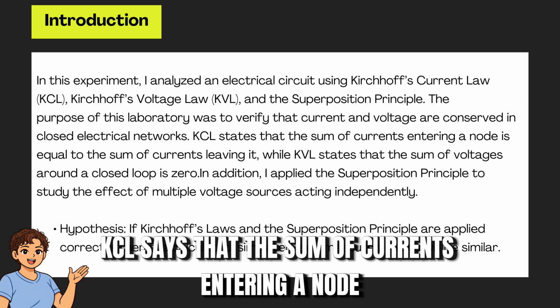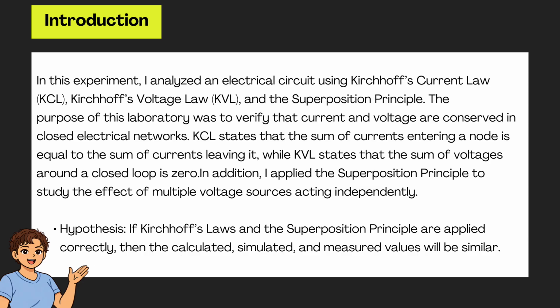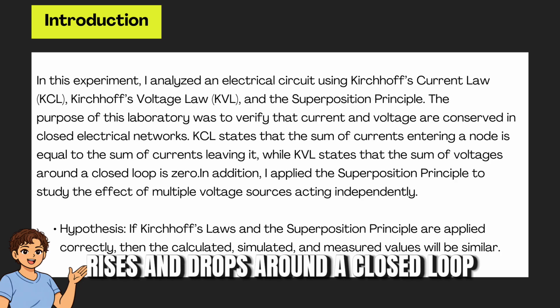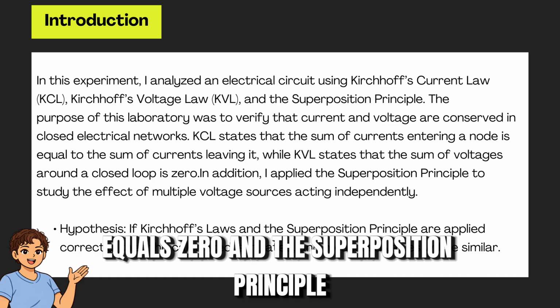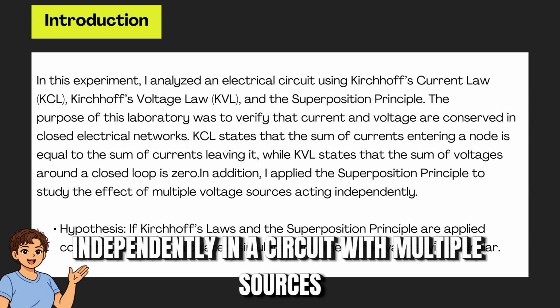KCL says that the sum of currents entering a node equals the sum of currents leaving that node. KVL says that the sum of voltage rises and drops around a closed loop equals 0, and the superposition principle allows us to study the effect of each source independently in a circuit with multiple sources.